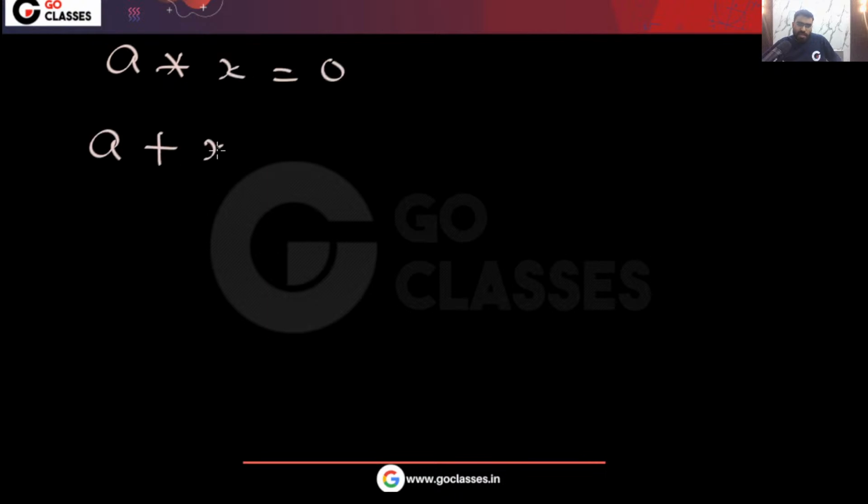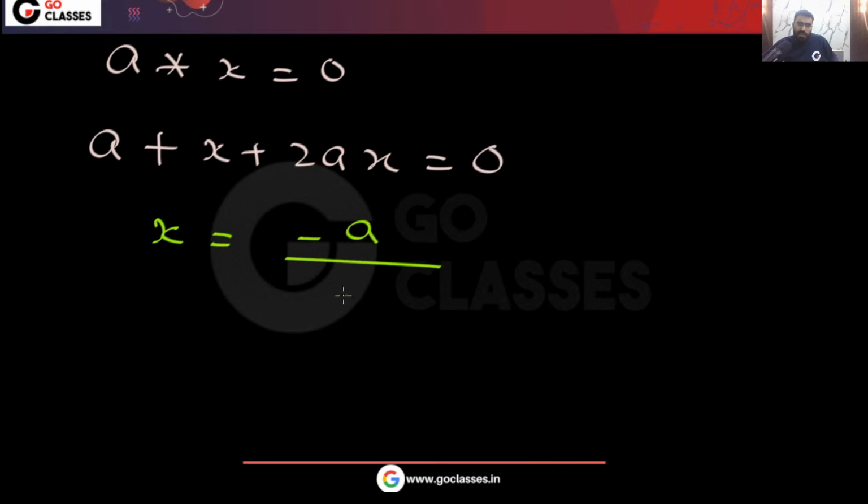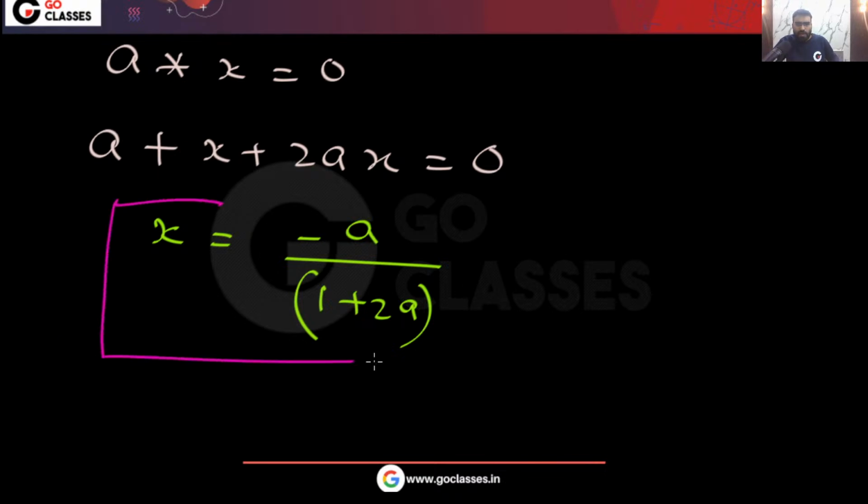Now A star x is A plus x plus 2ax. That should be equal to 0. From here, what is the value of x? From here you can notice that x is equal to minus A divided by 1 plus 2a. Is this clear? This is the value of x you will get.